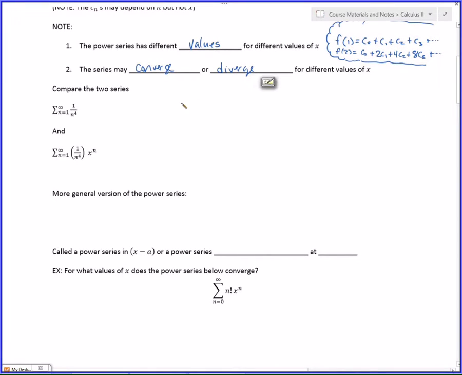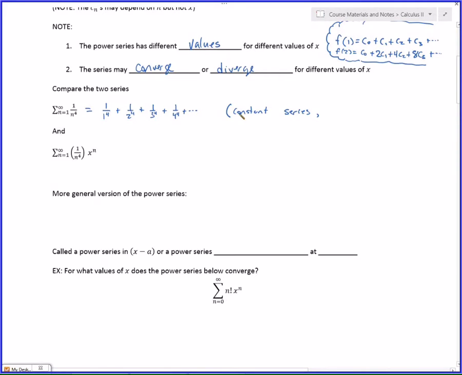Let's get familiar with these a little bit by working out and comparing to this first series. If I were to plug in the numbers, it looks like this. It's 1 over 1 to the fourth, plus 1 over 2 to the fourth, plus 1 over 3 to the fourth, plus 1 over 4 to the fourth, plus so on. Which means this is a constant series. It's not a power series, it's a constant series.